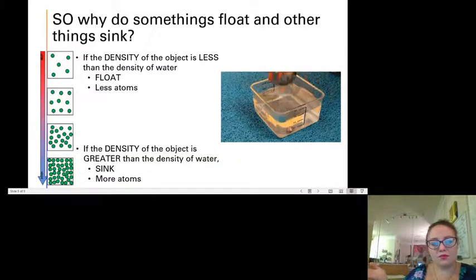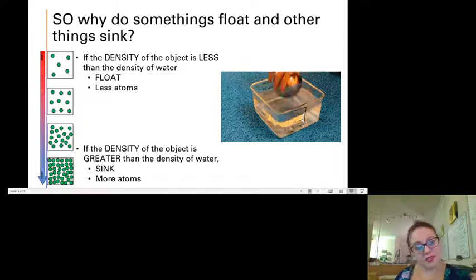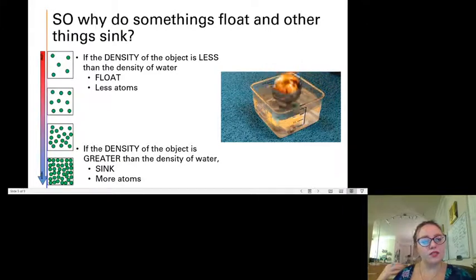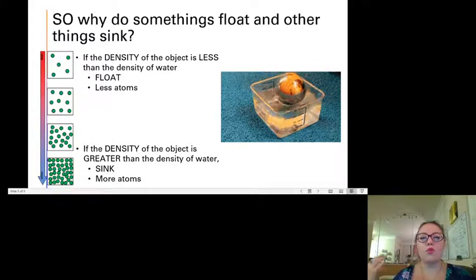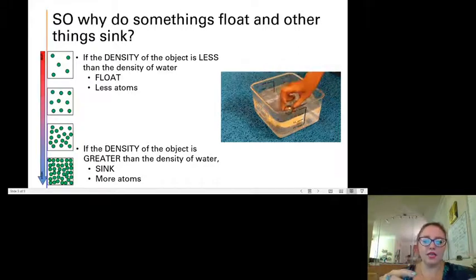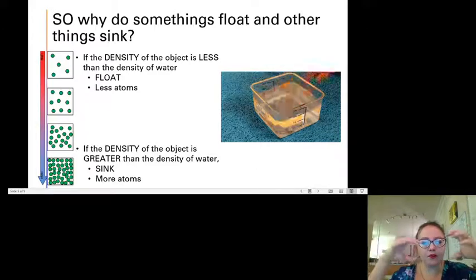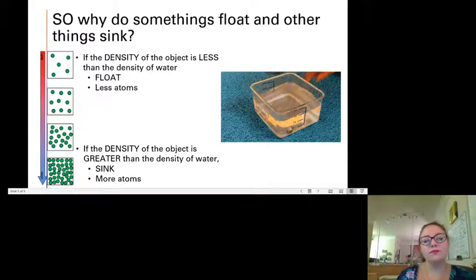So let's think about this one. Why do some things float and some things sink? So if the density of your object is less than the density of the water, so the water has more particles in it, more atoms, then whatever you're sticking in it, like the styrofoam, it's going to float. Because that less dense object doesn't have enough matter to sink to the bottom, so it floats.